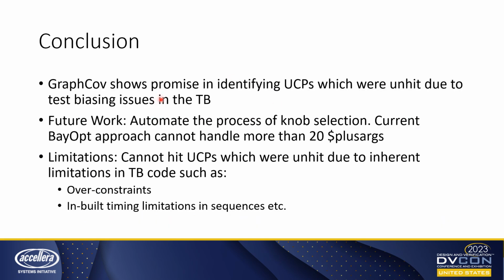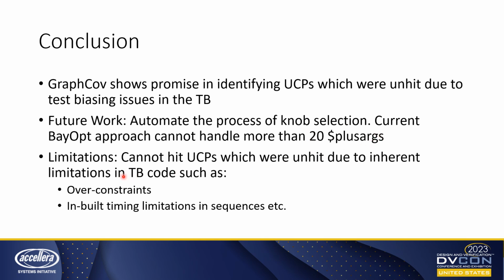In conclusion, I'd like to say that GraphCov shows promise in identifying uncovered cover properties which were unhit due to test biasing issues in the test bench. Although we figured out that BAyopt can be very useful in finding the knob combinations, because of the inherent limitation of BAyopt, it cannot handle more than 20 plus args. We cannot fully automate this process of knob selection currently. So future work would be to find a way which could automatically do this knob selection for a large number of plus args.